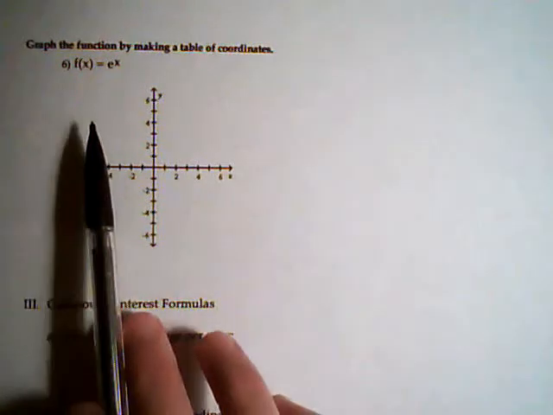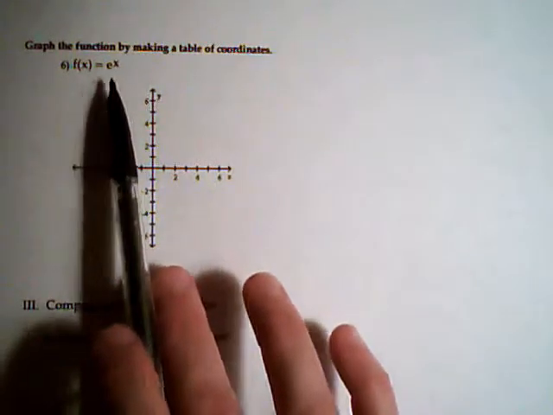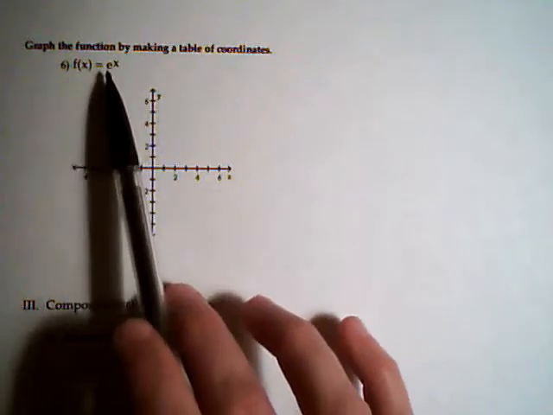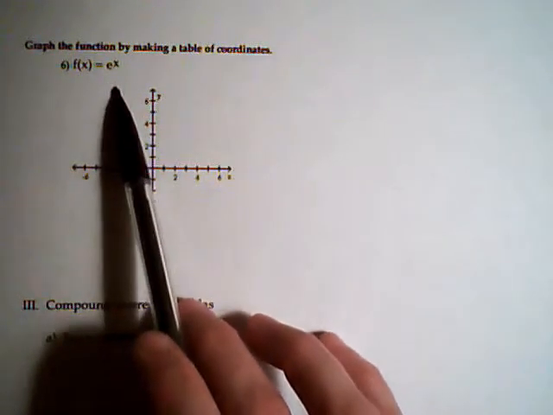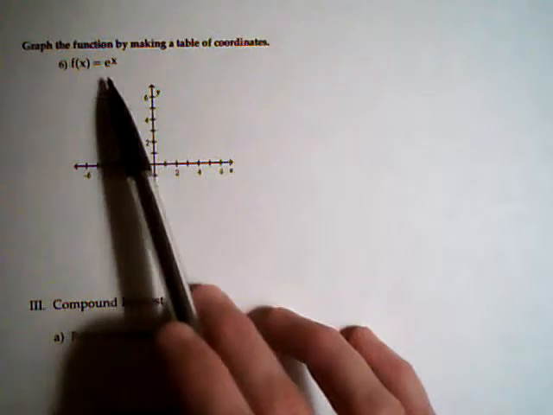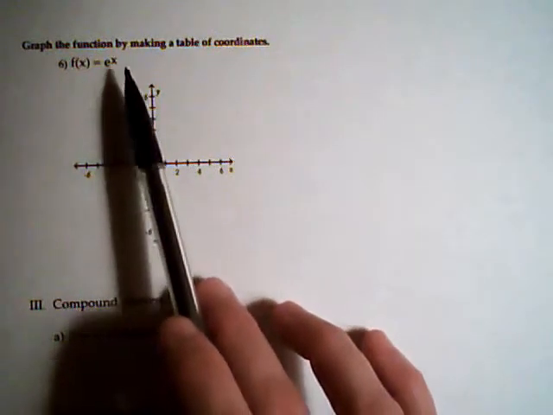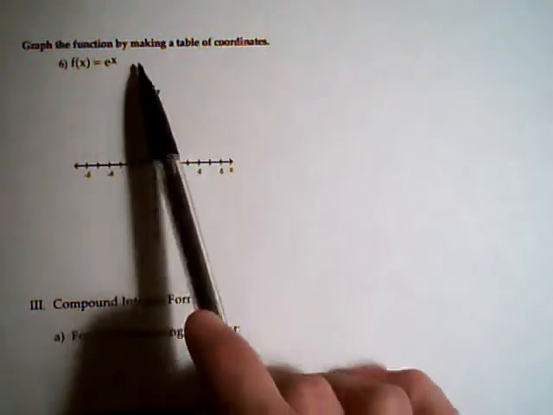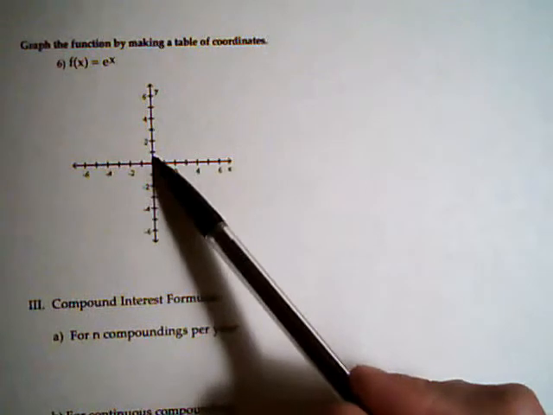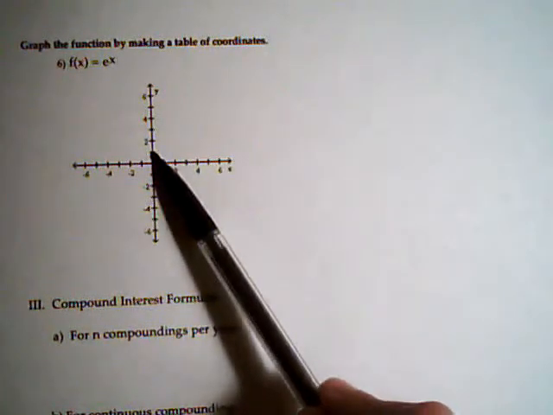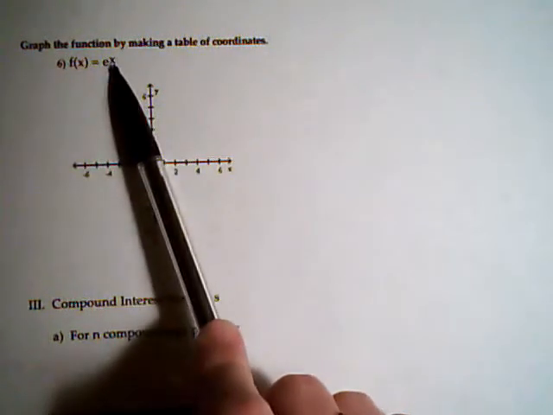Okay, the first thing we're going to look at here, number 6, is graphing the natural exponential function f of x equals e to the x. The same properties still apply here that we talked about with exponential functions. That is, the y-intercept is still going to be (0, 1), because if I plug in a 0 for x, e to the 0 power is still 1. Anything to the 0 power is 1.